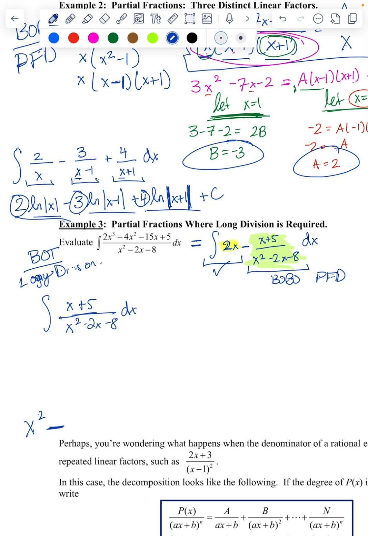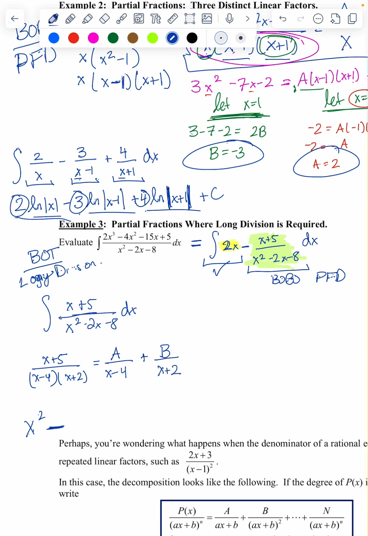So again, partial fraction decomposition, right? You've got to factor this guy down. When you factor it down, you end up with (x + 5) over (x minus 4) times (x plus 2). Because we have two linear factors, I need to solve for A that goes with x minus 4, plus B that goes with x plus 2.